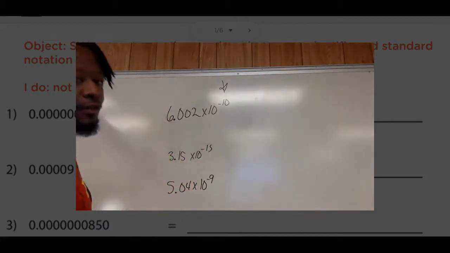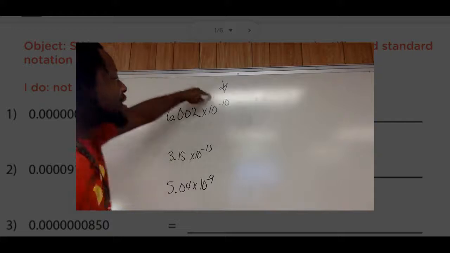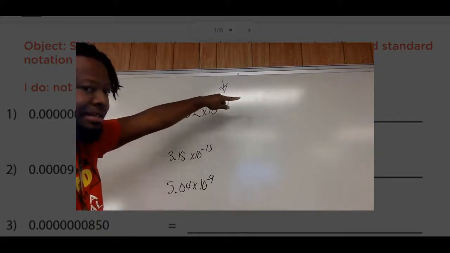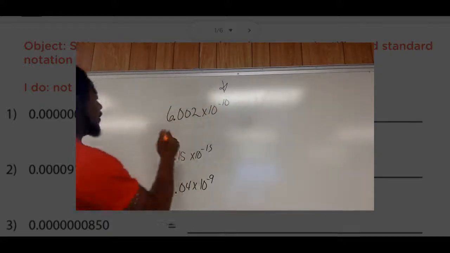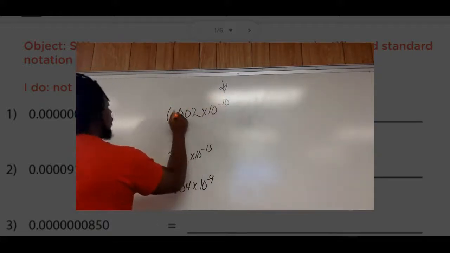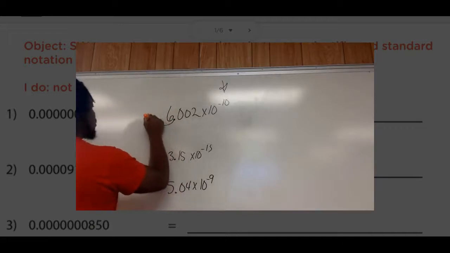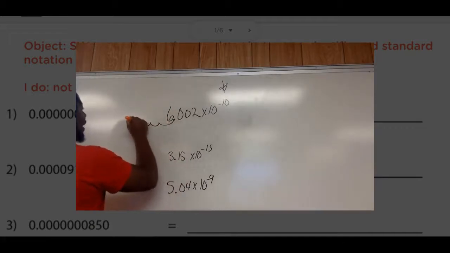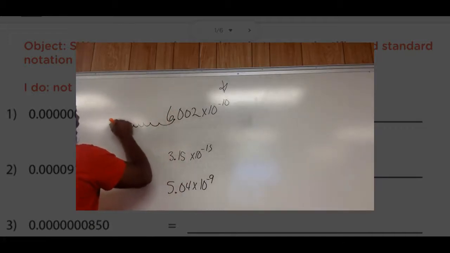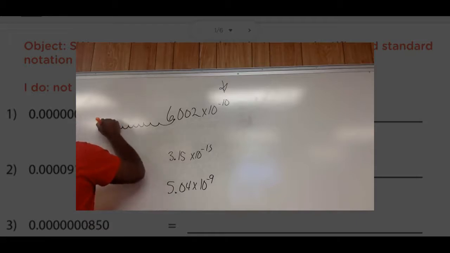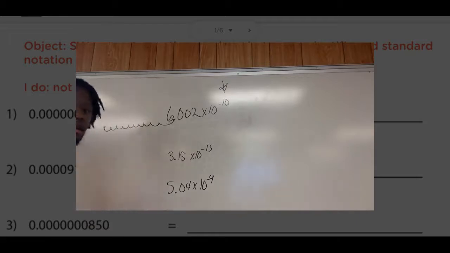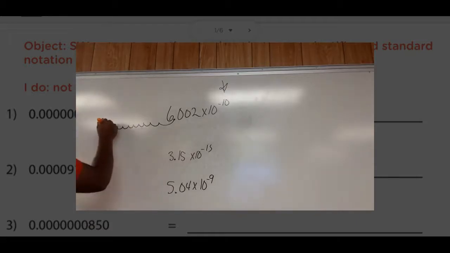I'm going to move to the left. For positive exponents, we move to the right. We did that yesterday. This is negative, so we're moving to the left. How many times? 10 times. Here we go. 1, 2, 3, 4, 5, 6, 7, 8, 9, 10. Decimal point goes right here.